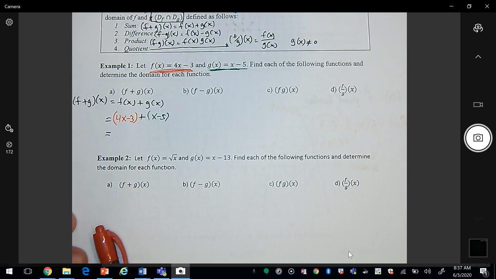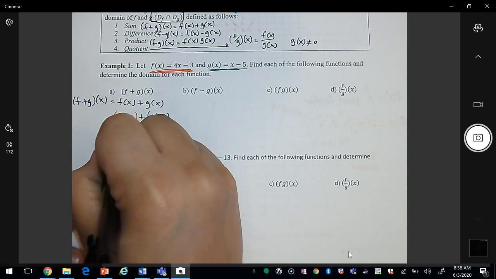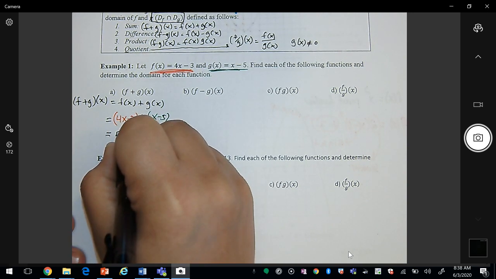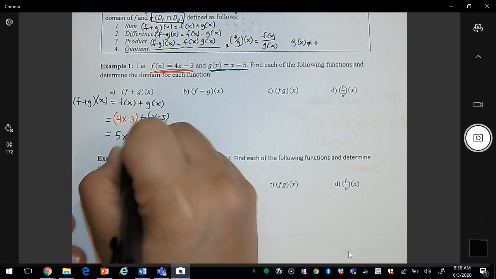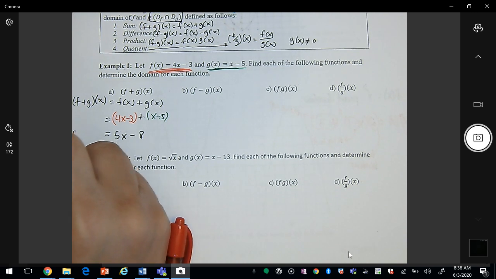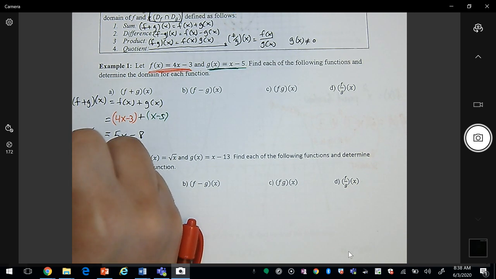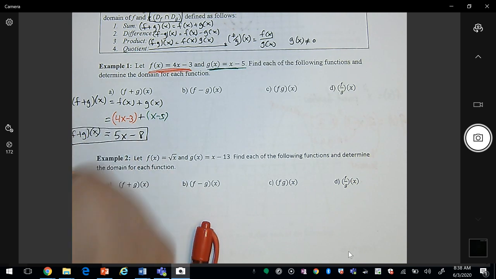Then we can simplify. 4x plus x would give me 5x, and minus 3 plus negative 5 would give me a minus 8. So the sum of these two functions is equal to 5x minus 8. We want to find the domain.